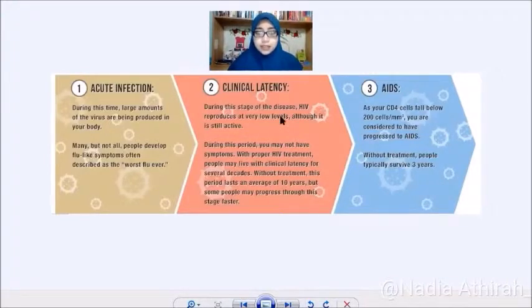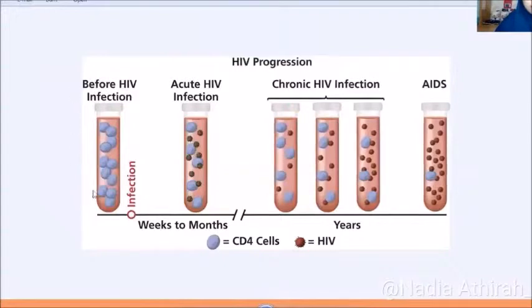Okay, as you can see, I would like to share this picture. This is a CD4 cell that has been put in a test tube. Before the HIV infection, you would have lots of CD4 cells. But during the first stage, the acute HIV infection, your CD4 starts to decrease, and it decreases more during the chronic HIV infection stage, and lastly the last stage, which is AIDS.